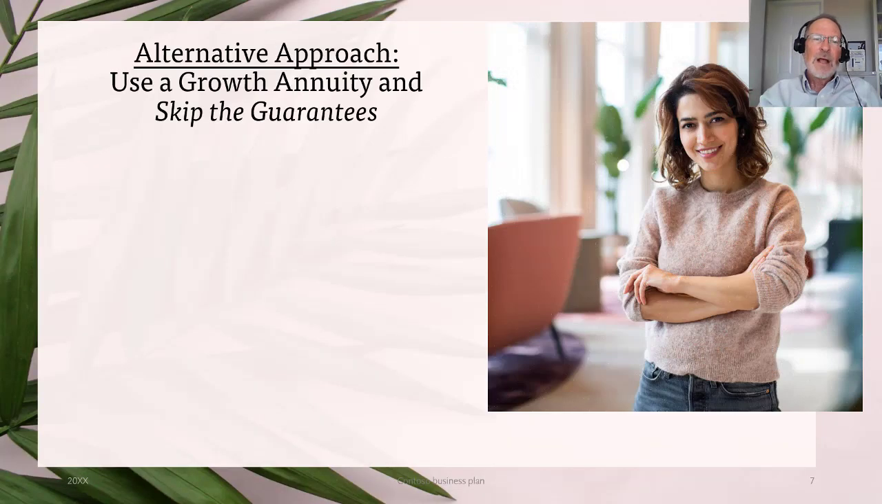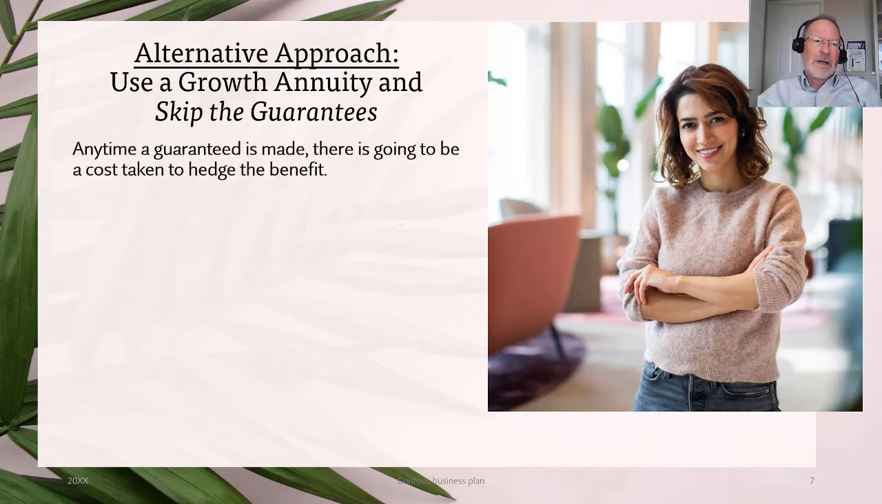Now, there's an alternative approach, which is kind of an interesting concept, and not one is better than the other. It's just a matter of how you prefer to manage the risks. We could use a growth annuity and skip the guarantees. That would look like this. So anytime a guarantee is made, there's going to be a cost taken to hedge that benefit.